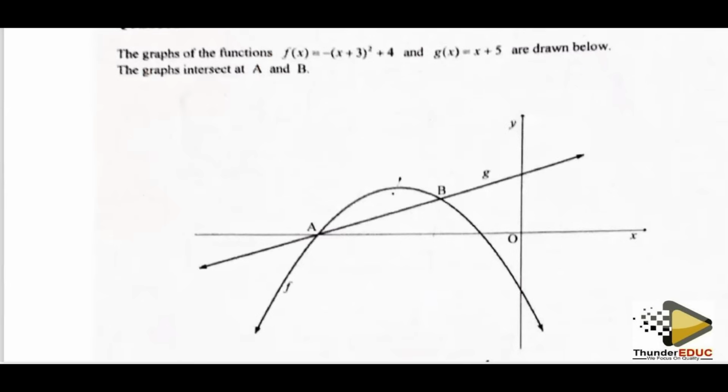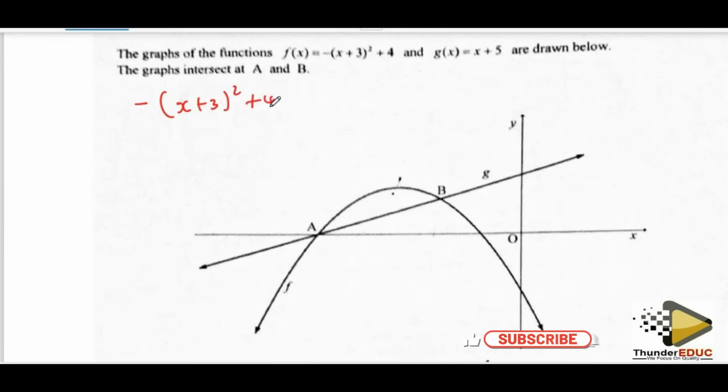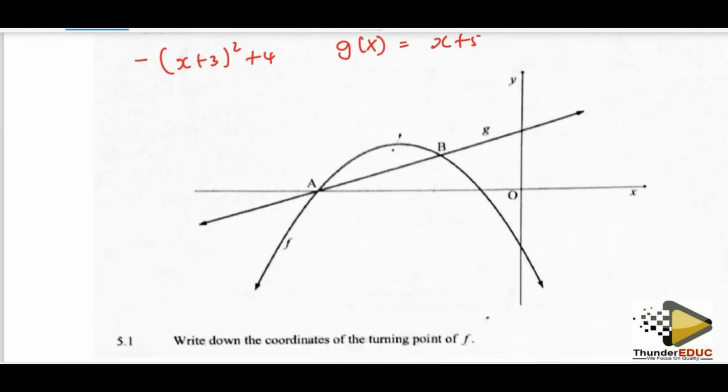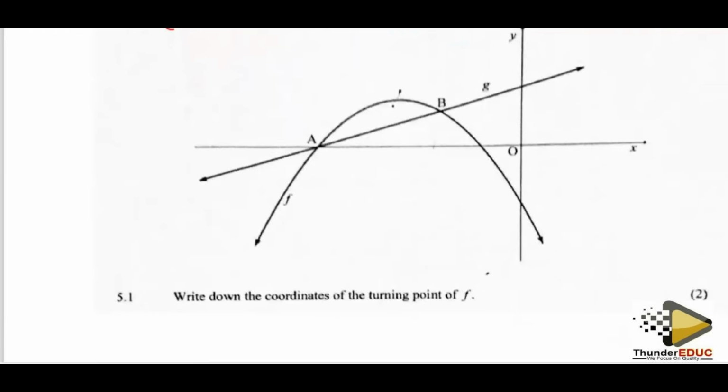They're telling us the graphs of functions f(x) = -(x + 3)² + 4 and g(x) = x + 5 are drawn below, with A and B being the points where the graphs intersect, that is, where the graphs are equal. Then they want us to get the coordinates of the turning point.